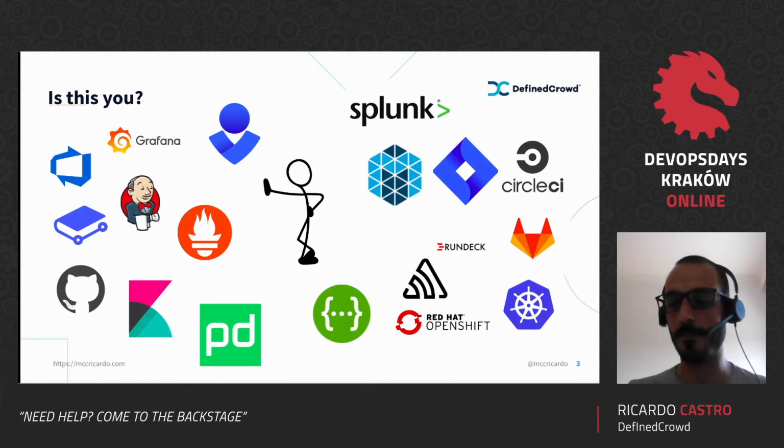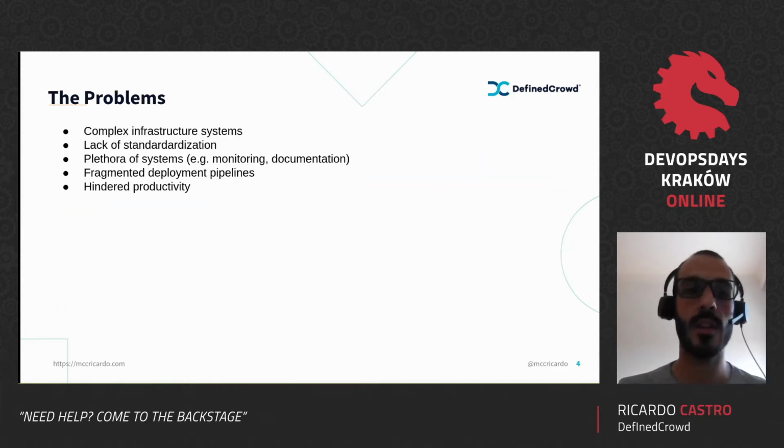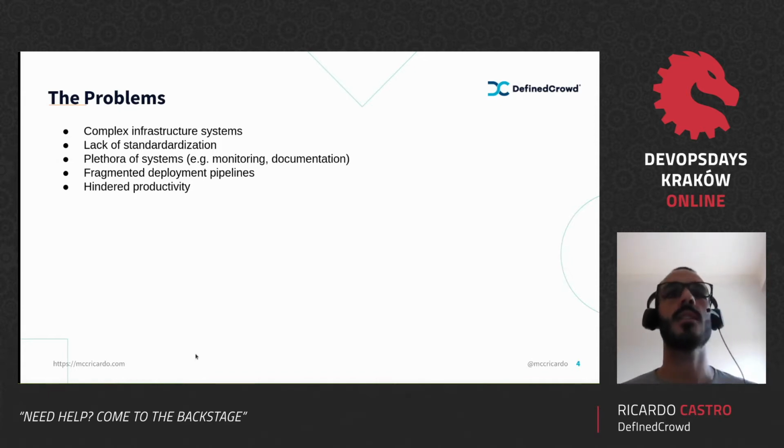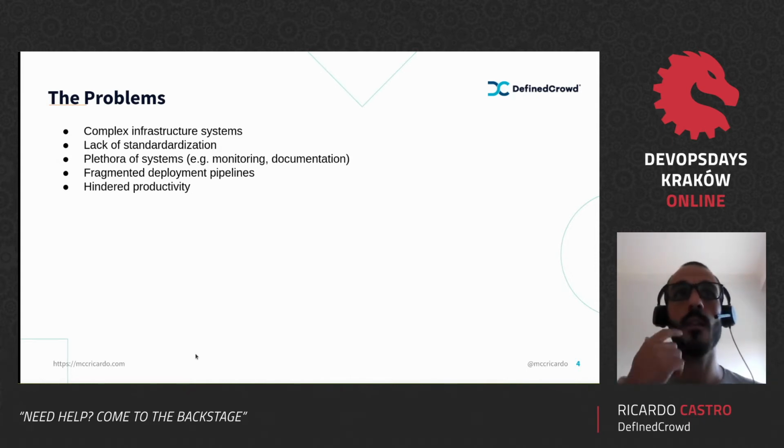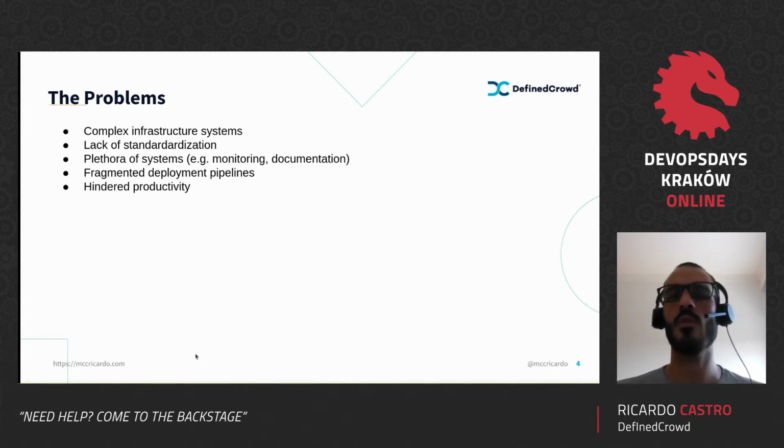So a lot of our work is going into different systems and trying to correlate information and find out things. So what are some of the problems that we face in our day-to-day jobs that Backstage might help us overcome? We have complex infrastructures. That complexity can come from the infrastructure systems and the architecture itself. Maybe we have a lot of components, a lot of moving pieces. We have message queues, databases, load balancers, a bunch of microservices, and that complexity is present in our days.